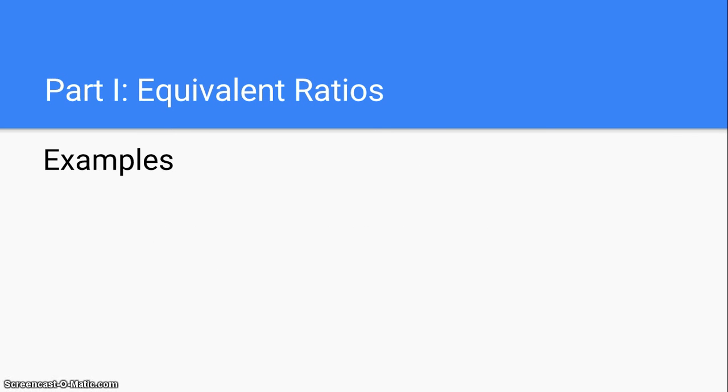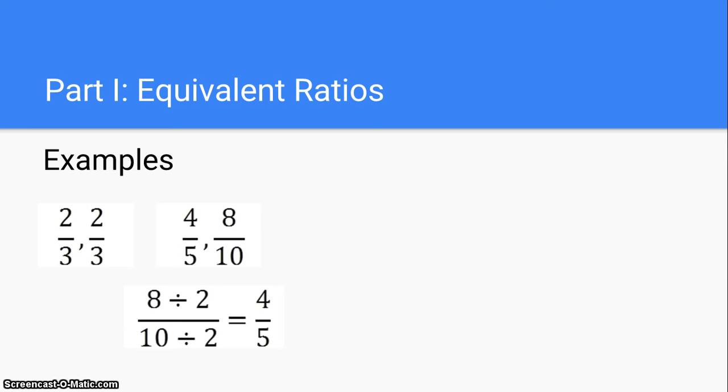First, equivalent ratios. Our simplest example would be something like 2/3 and 2/3. These two are obviously equivalent because they're the same ratio. However, less obvious would be something like 4/5 and 8/10. Now, those of us who are strong with our fractions remember how to simplify fractions easily. We can see that 8 and 10 have a common factor of 2, so we can divide the top by 2, the bottom by 2, and we end up with 4/5. That means that 4/5 and 8/10 are equivalent ratios.